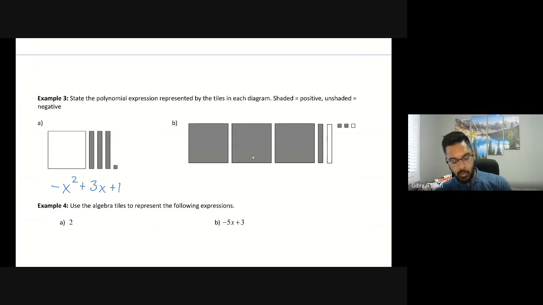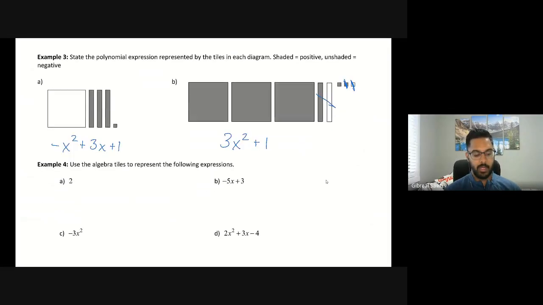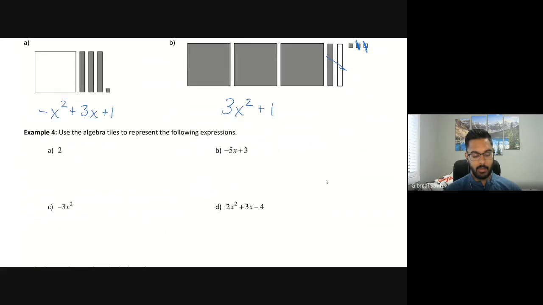For b, you have positive 3x squareds. Now for the x's, you had an idea before called zero pairs. If I have a positive x and a negative x, they cancel out. So I don't really have any x's. I don't even have to write that. Now for the ones, you see that a 1 and -1 cancel, a positive and a negative. So really, this is 3x squared plus 1. By canceling some things out, we can write it a little bit simpler.